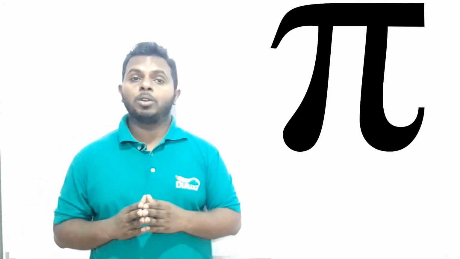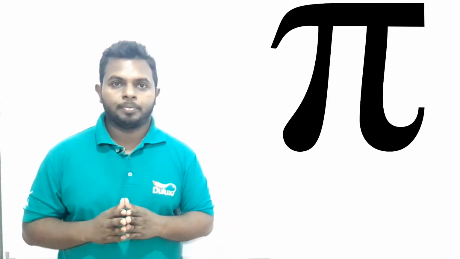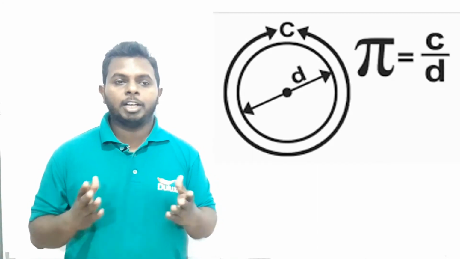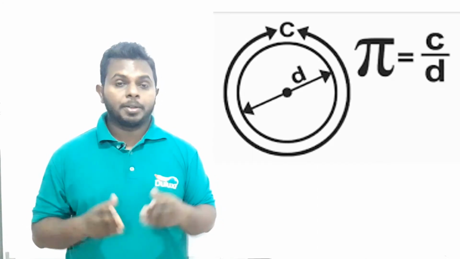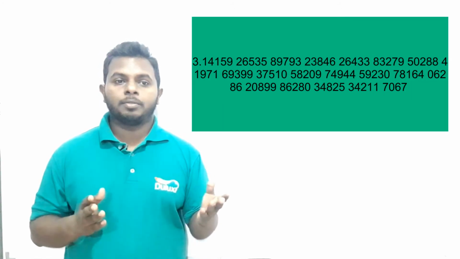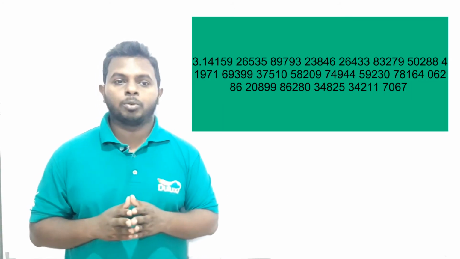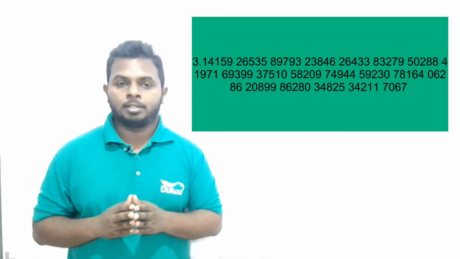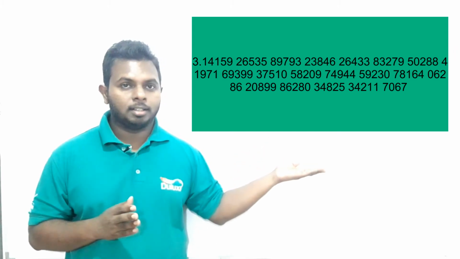Another very popular irrational number is pi. In definition, pi is the ratio between the circumference and the diameter of a circle, and it has a value of 3.14159 and so on up to 100 decimals, as shown in this number. But in reality, it has an infinite number of digits. Some computer programmers have calculated the value of pi to more than 22 trillion digits.